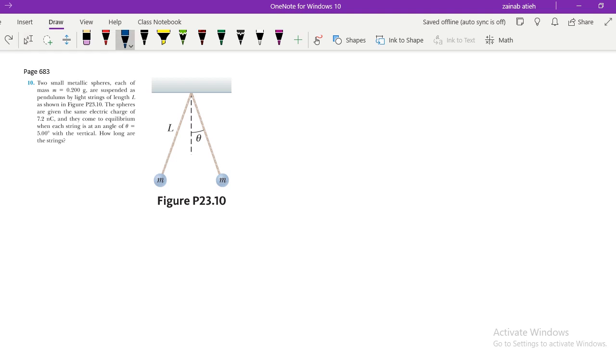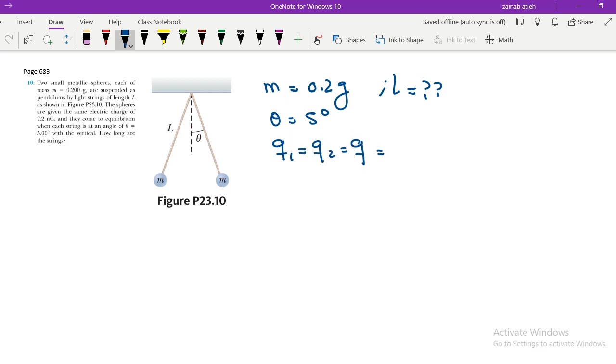I will write the given. So each sphere has a mass m, which is equal to 0.2 gram. Length L must be found, so we're searching for L. We have the angle theta, which is the angle of equilibrium, which is equal to 5 degrees. We have the charge of both the spheres, Q1 equals Q2 equals Q, if you like, which is equal to 7.2 nanocoulomb. This is the given.